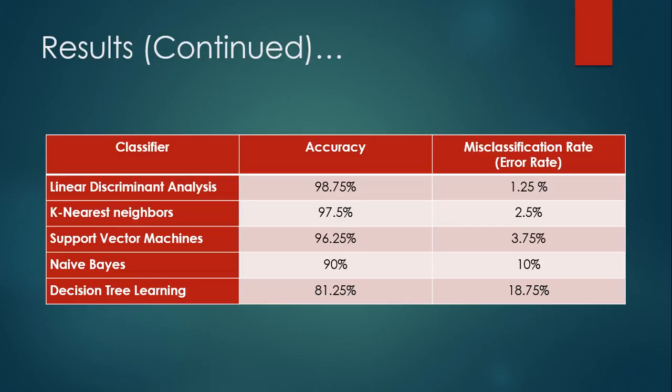For naive Bayes and decision tree, the accuracy was not that good, especially for decision tree. The accuracy was very low. It was 81.25%.